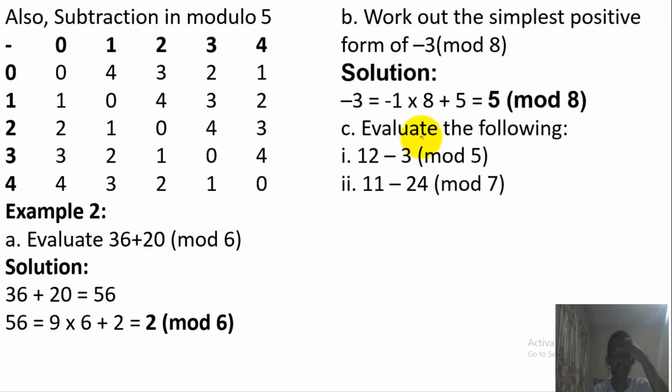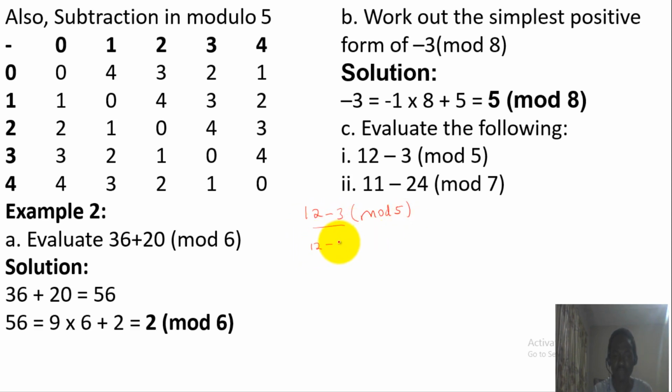But basically that's what we have here. Then you can talk about this particular C. You have to do 12 minus 3 in mode 5. We have to work out this first. 12 minus 3 mode 5, we have what?